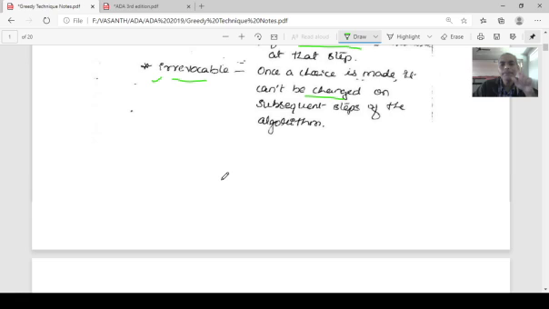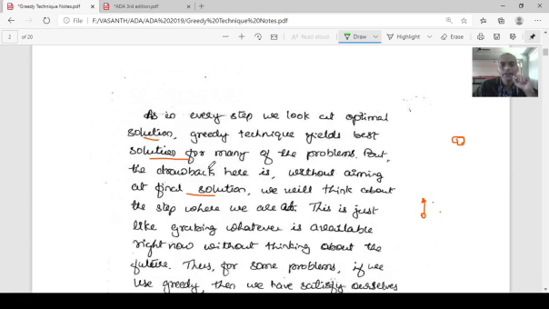These are some important terms which we generally use. Now what we are going to do is that in the greedy approach, at each step we look at an optimal solution.